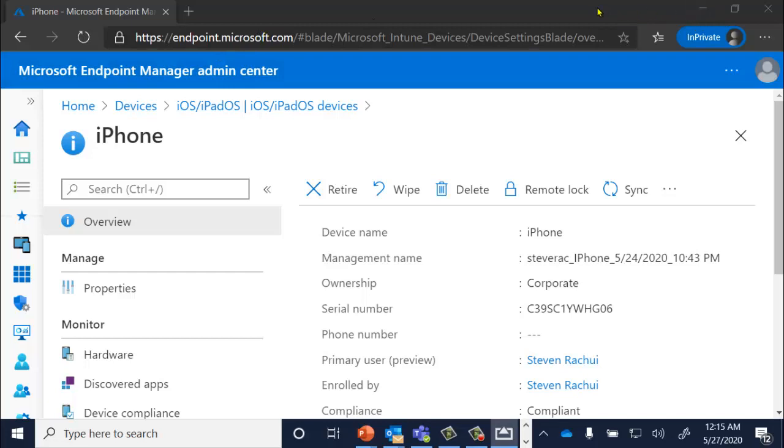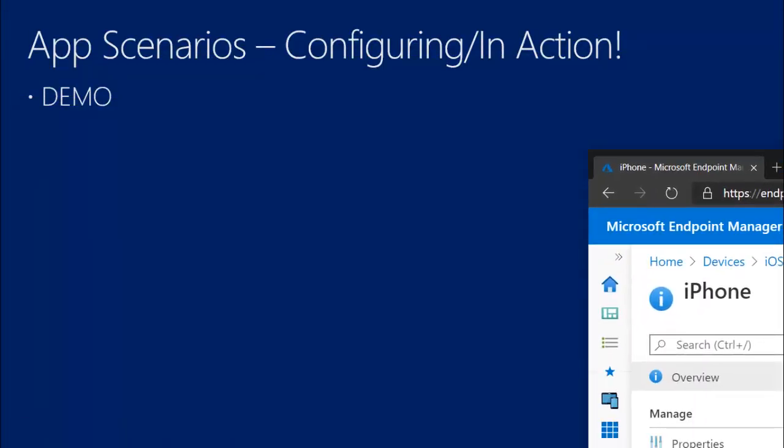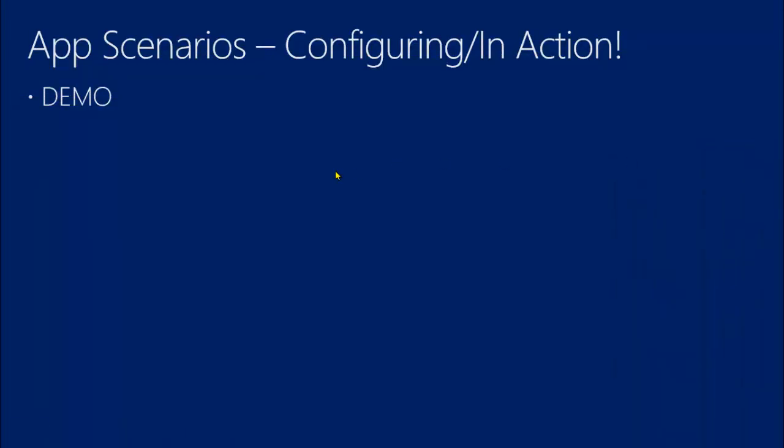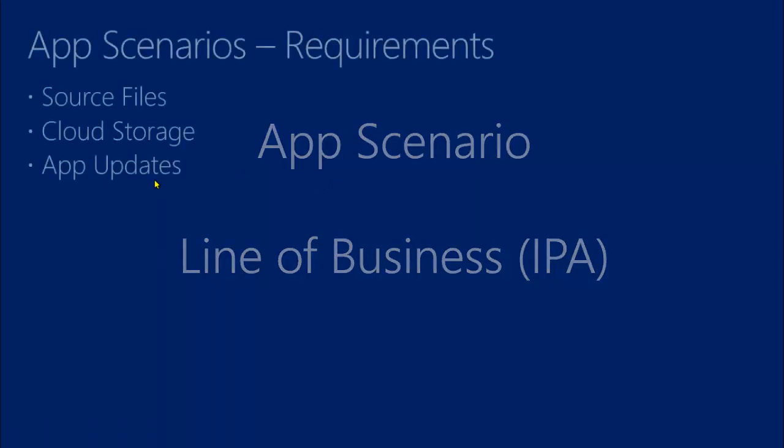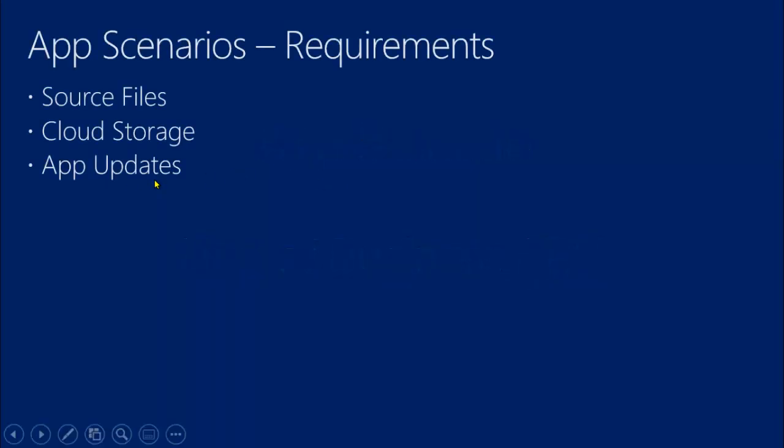All right, so let me pull this out of the picture here, and we will move on to the other type here. So moving on to line of business, right? Line of business applications. So this one's interesting, and the requirements are a little bit different. So one of the things you need here are the source files. You will need the source files for the application that you're wanting to install.